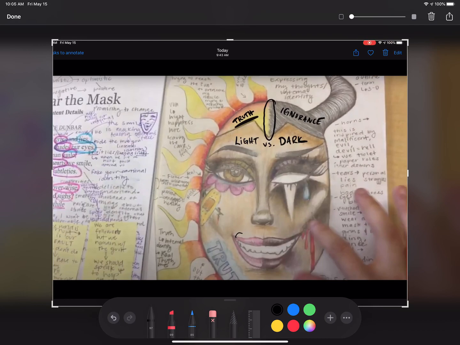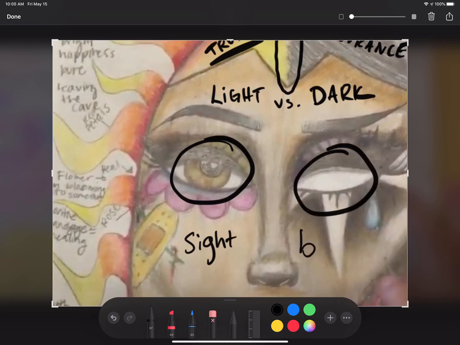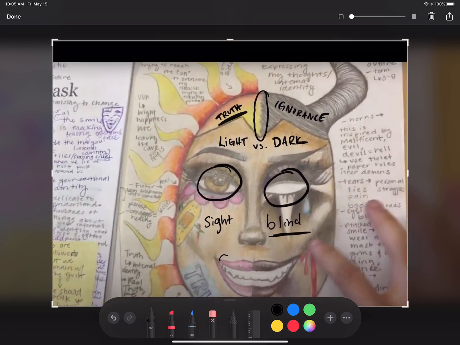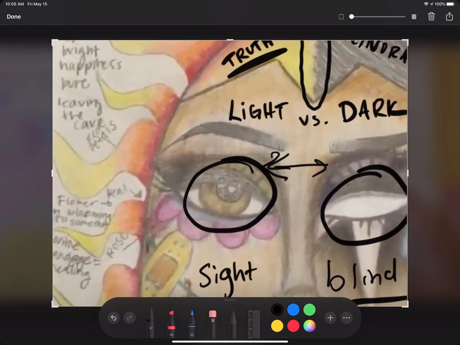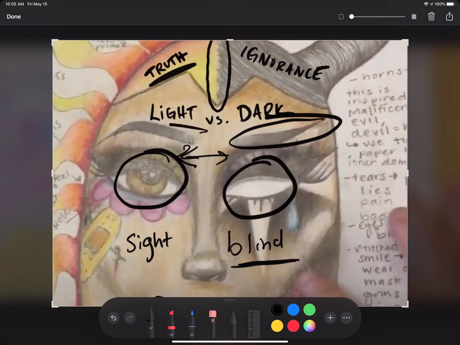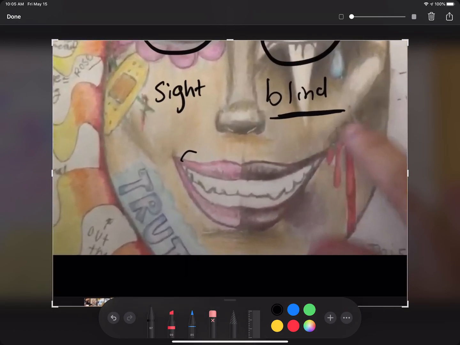So opposites create conflict. Okay, then we have sight versus being blind. So this person chose to not have an eye. Usually we see a lot of blindfolds as well, right? But that creates visual opposition, right? Opposites. We have two different eyebrows happening, right? So this is opposite right there. We have truth. Oh, it even says it.